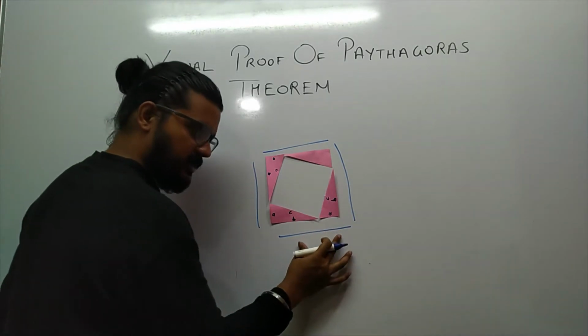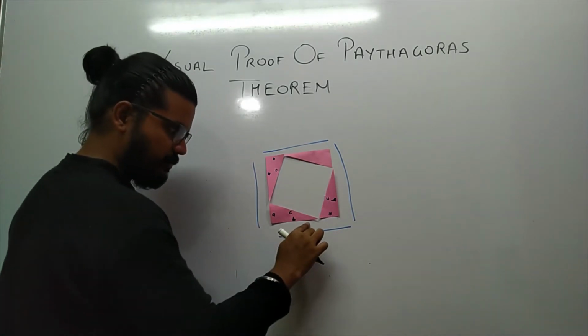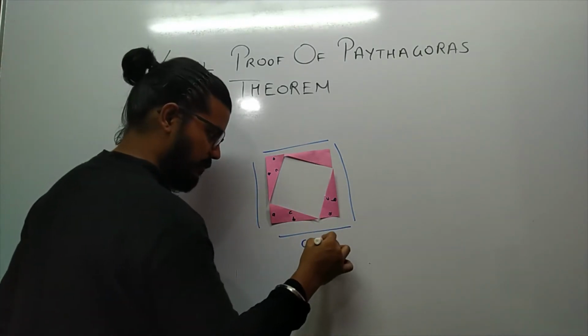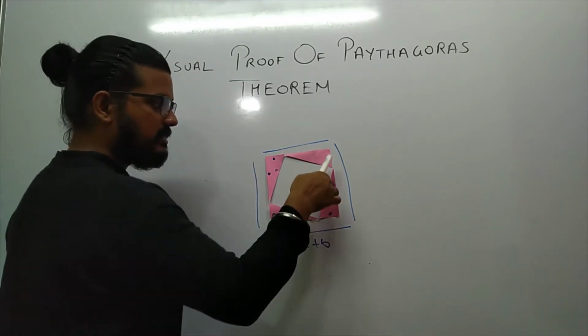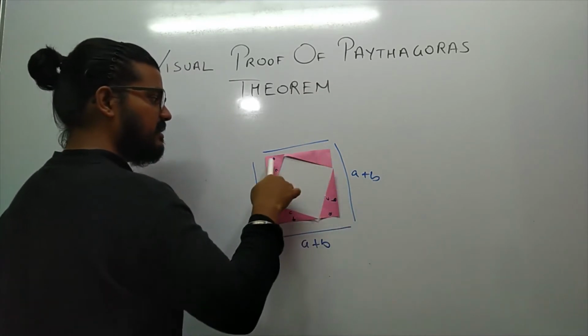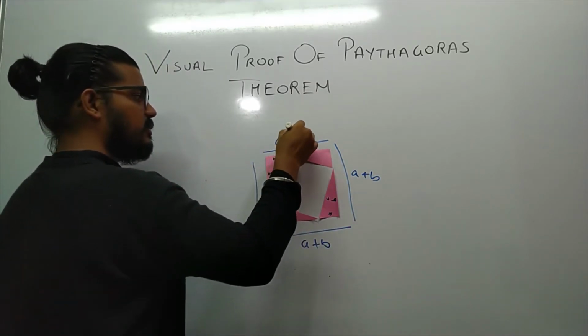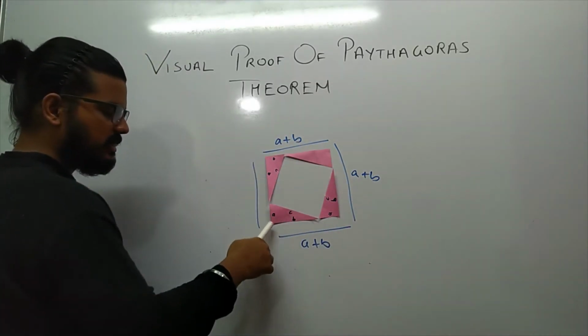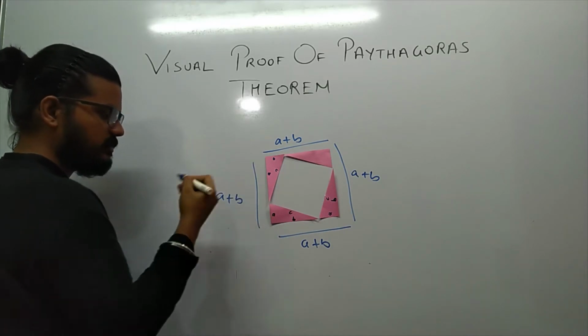Let's find out the length of this side. This is B and this is A. So can I say this is A plus B? This side is B and this side is A. So can I say this is also A plus B? This side is B and this side is A. So can I say this is also A plus B? And this side is B and this side is A. So can I say this is also A plus B?